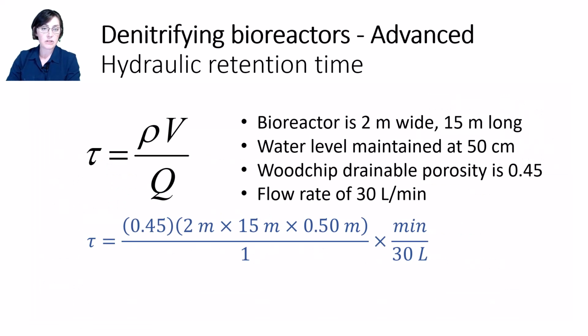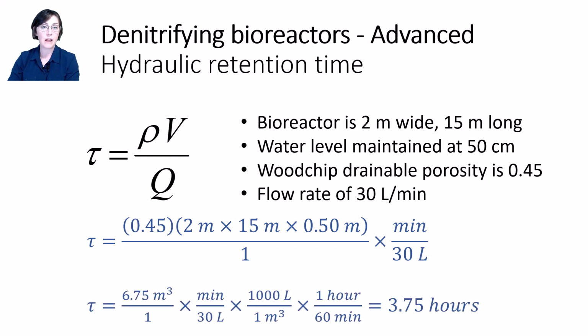Let's plug our numbers in, 45% times 2 times 15 times 0.5. And then you see I flip the flow rate, so L is on the bottom. That's because I'm dividing by Q, so divided by 30 liters per minute. I work the math on the first part and calculate my pore volume is 6.75 cubic meters. That's the volume of all my pores in the flow area of my bioreactor. And then I add some conversions on the end, and my resulting HRT is 3.75 hours.